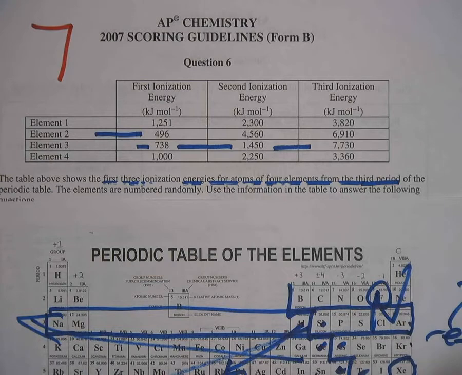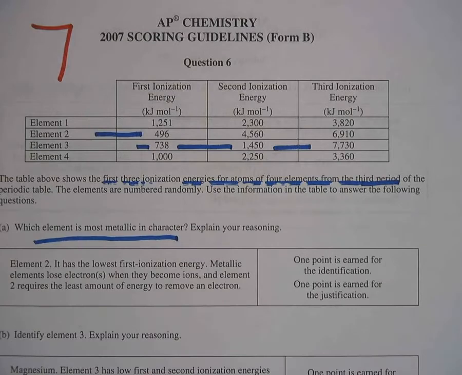Who, after losing 2 electrons, would look like a noble gas? Magnesium loses 1, it looks like sodium. Loses another one, it looks like neon. Oh, so it's probably magnesium, right?